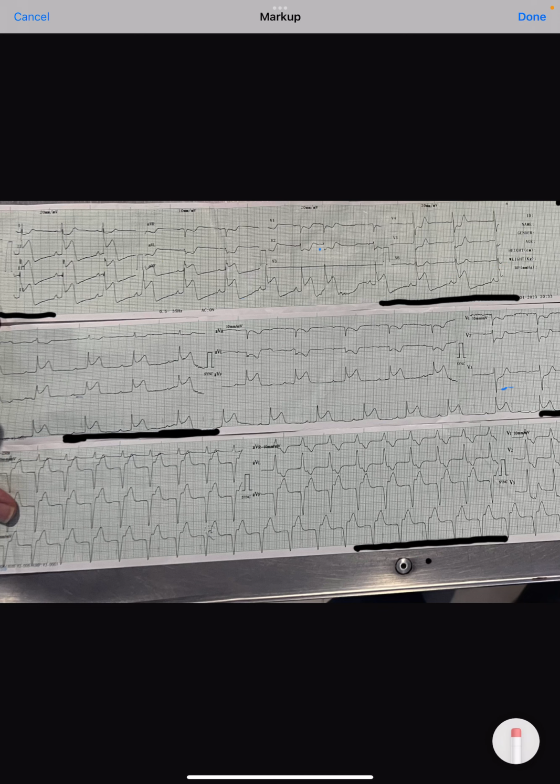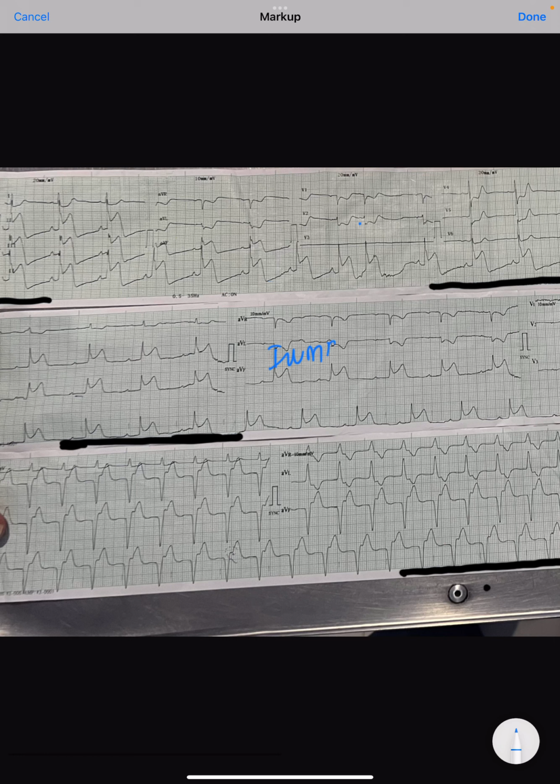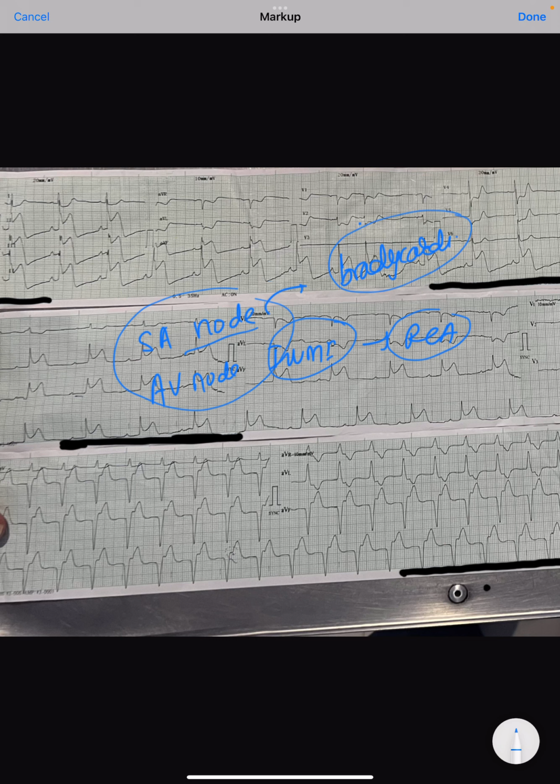I want to show one interesting thing: in inferior wall MI, the culprit artery is the RCA, and the RCA is the same artery which supplies the SA node, the pacemaker node, and which also supplies the AV node. So whenever the blood flow to the sinus atrial node is damaged or reduced, the patient may develop bradycardia. The patient may have bradycardia, and there may not be any P wave.